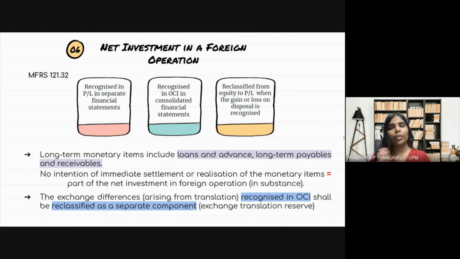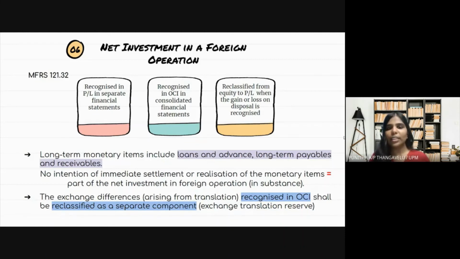So the entity does not include the trade receivable and trade payable for which settlement is expected. Translation of a foreign operation under the closing rate method will result in exchange differences being recognized initially in other comprehensive income and retained in a separate component of equity. Exchange differences arising on translation of these long-term monetary items should similarly be recognized in other comprehensive income and retained in equity at the group level, as they represent part of the net investment in the foreign operation.